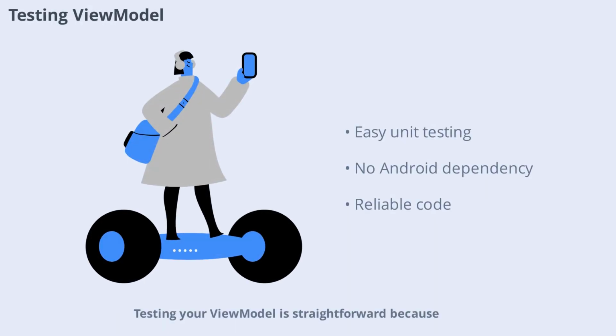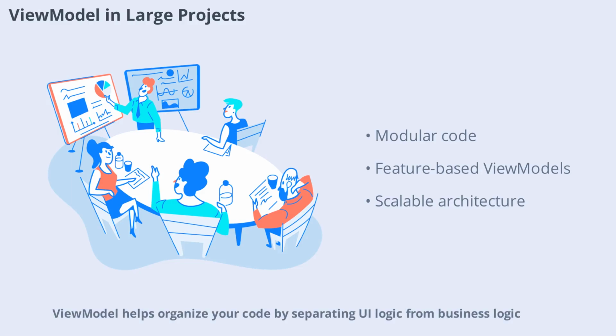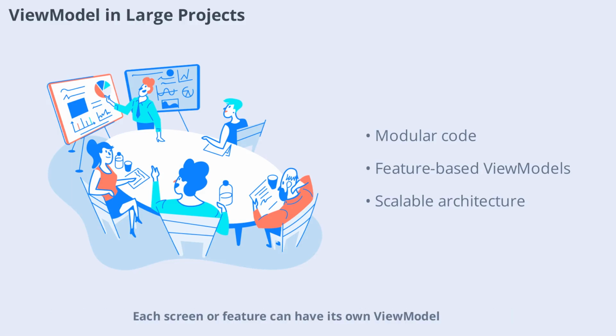Testing your ViewModel is straightforward because it doesn't depend on the Android framework. You can write unit tests for your ViewModel's logic, ensuring that your business rules work as expected. This makes it easier to maintain and refactor your code over time. In large projects, ViewModel helps organize your code by separating UI logic from business logic. Each screen or feature can have its own ViewModel, making your app modular and easier to manage. This approach scales well as your app grows.